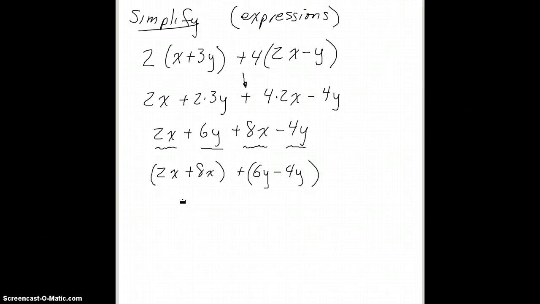These are like terms. I have 2 plus 8 of them. So I have 10 x's. I have 6y, and I subtract 4y, so I'm left with 2y. And here's the result simplified. So we started with something that looked a little messy and ended up with something with two terms and much simpler.